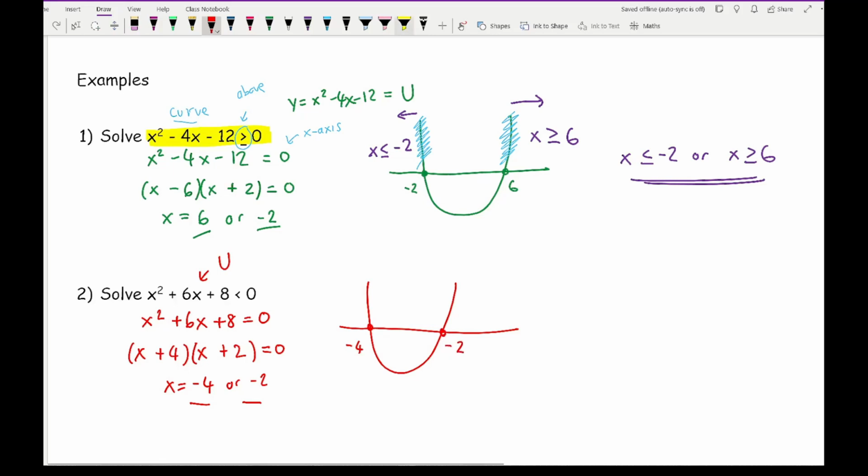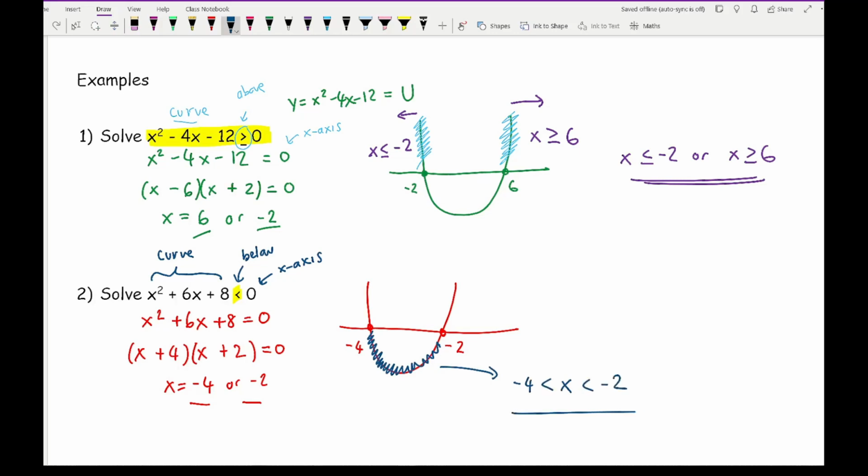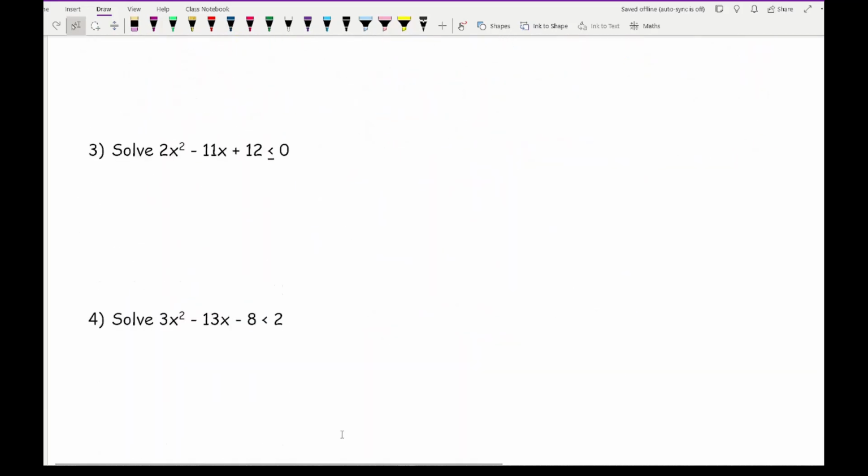Now here I'm looking at less than the curve. So reading the inequality, this bit here represents the curve or the parabola, this means below, and the 0 means the x-axis. So I'm looking for the region of the parabola where it's below that horizontal line, which is this bit here. Because I want that region, I want where x is between -4 and -2, and there is my final answer. Again, you want your smaller number on the left and your bigger number on the right. The reason we haven't got two separate answers is because I've only shaded one part of that line. So now let's have a look at another set of examples.